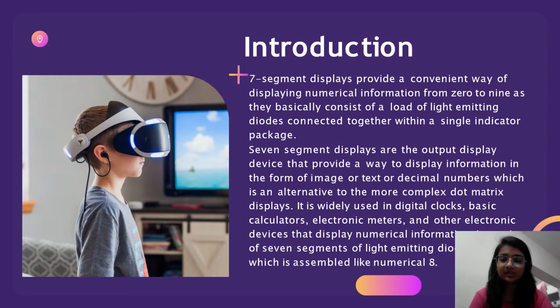So 7-segment display is a device which is used to display the numerical information from 0 to 9, and it consists of a load of light emitting diodes, that is LEDs, connected together within a single indicator package. 7-segment displays are the output display device that provide a way to display information in the form of image or a text or decimal numbers, which is an alternative to the more complex dot matrix displays. It is basically used in digital clocks, basic calculators, electronic meters, and other electronic devices that display the numerical information. And this display is assembled like a numerical 8.